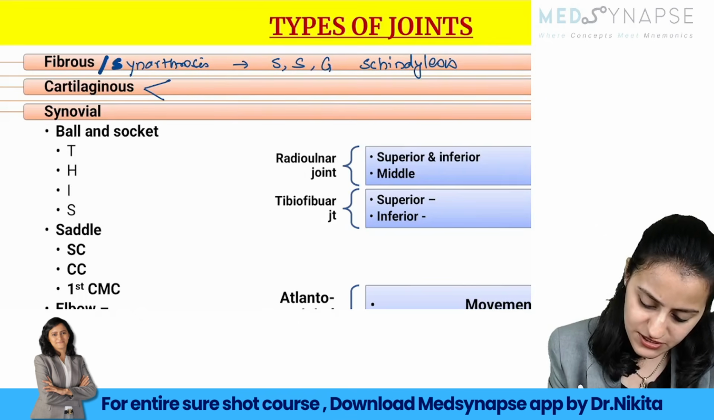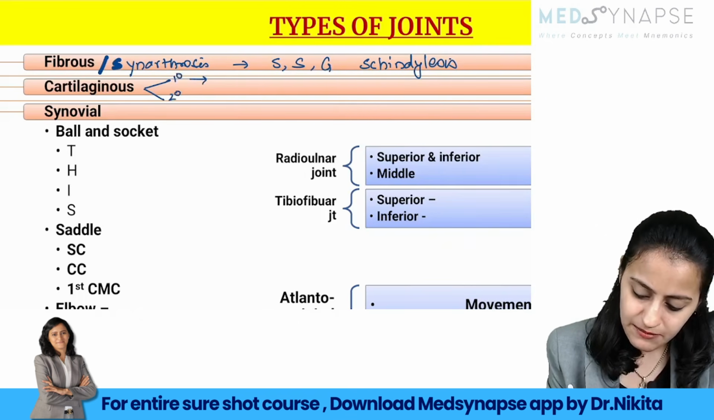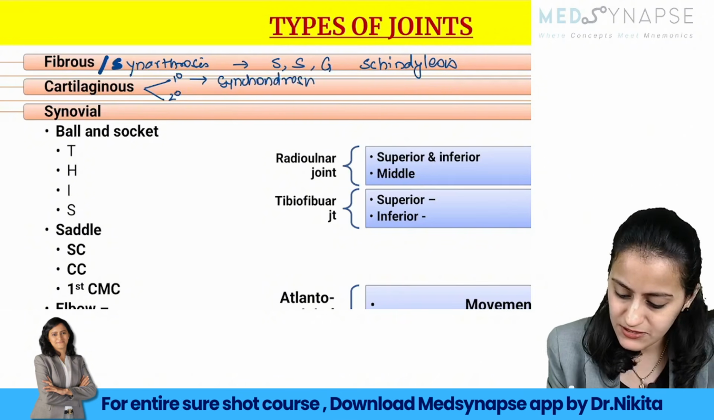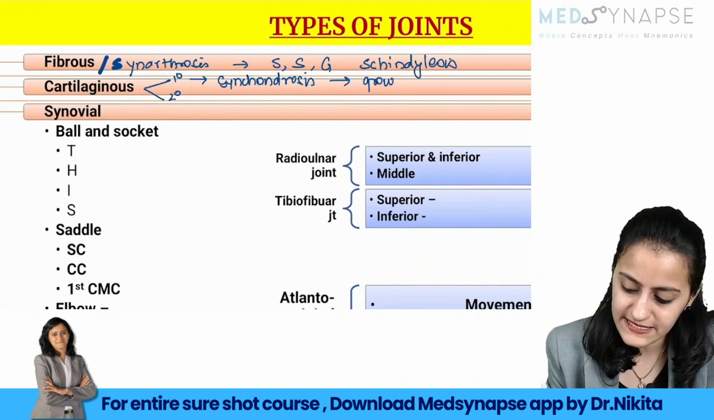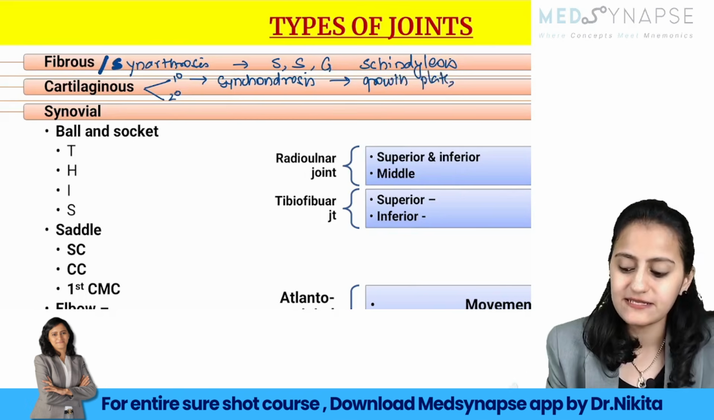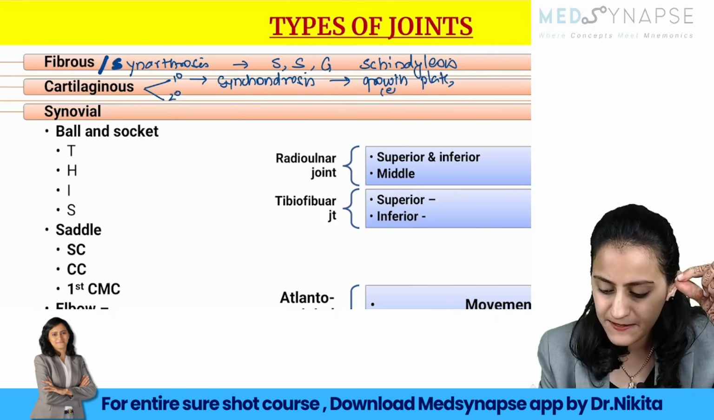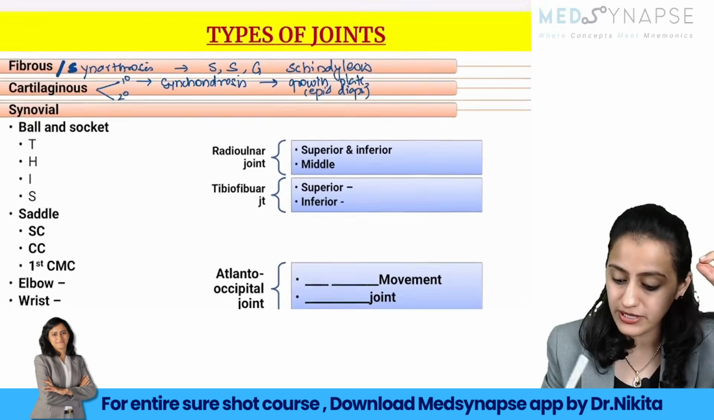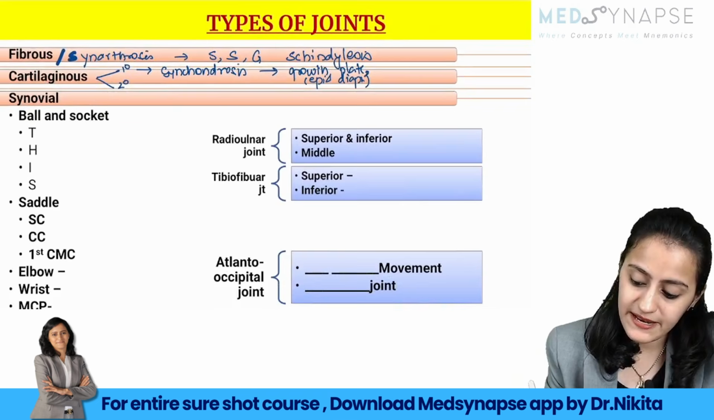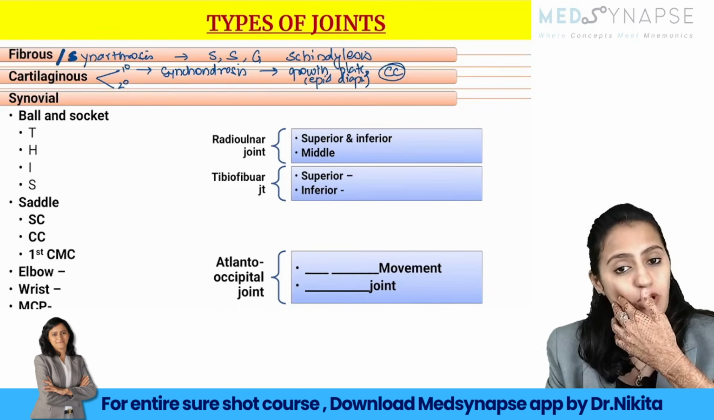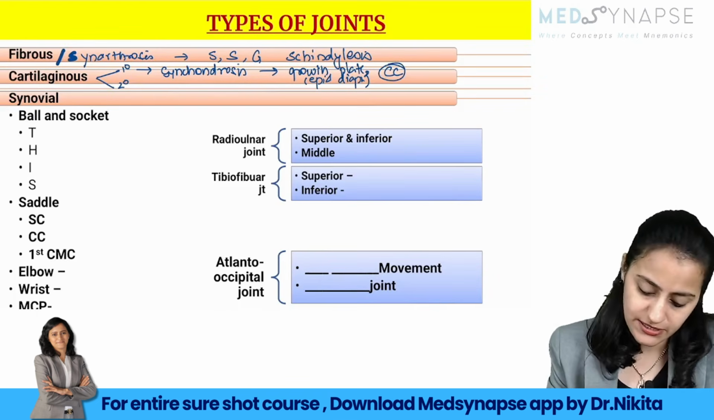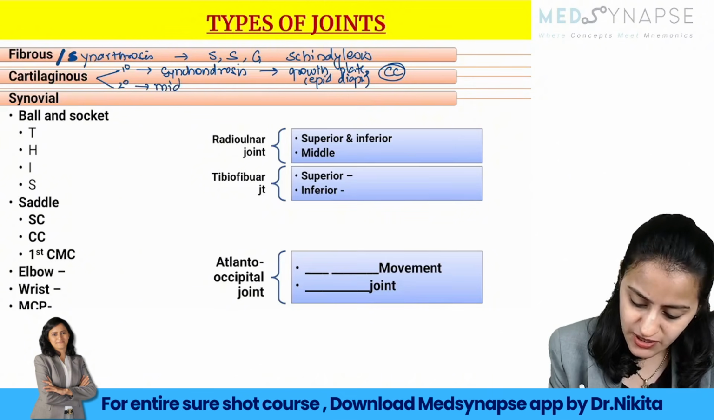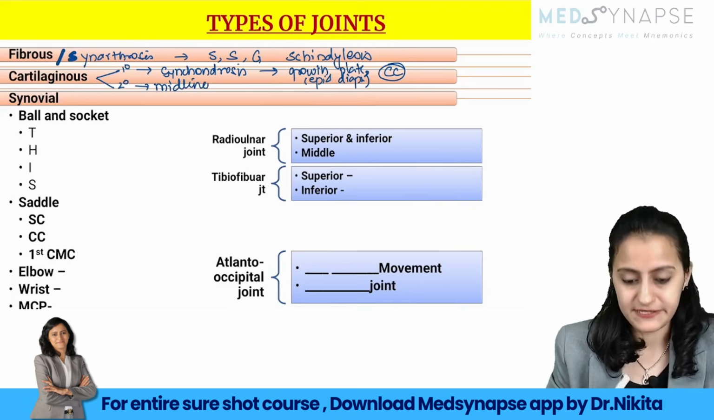In the cartilaginous joints, we have primary and secondary. Primary are called Synchondrosis. We saw the example of the growth plate, that is the joint between the epiphysis and the diaphysis, that is basically your Synchondrosis. The next one, the CCC, is what we saw, that is your Synchondrosis, the costochondral joint. Secondary cartilaginous joints are the midline joints like pubic symphysis.